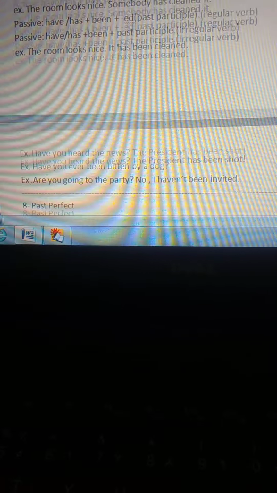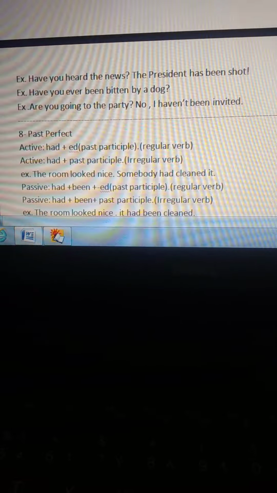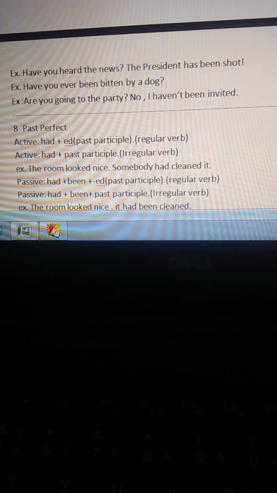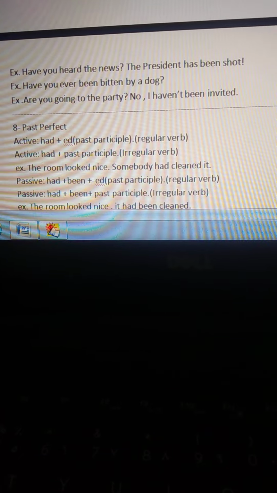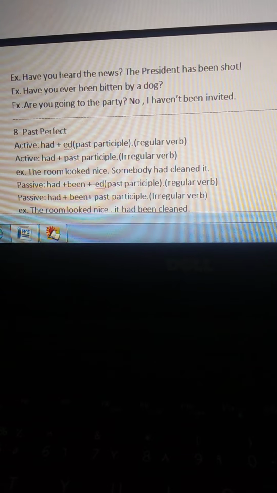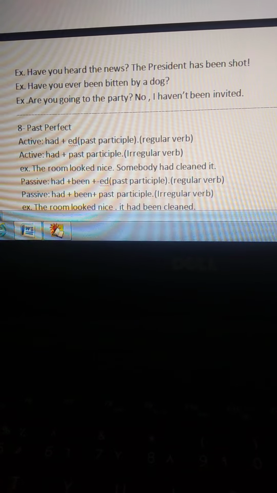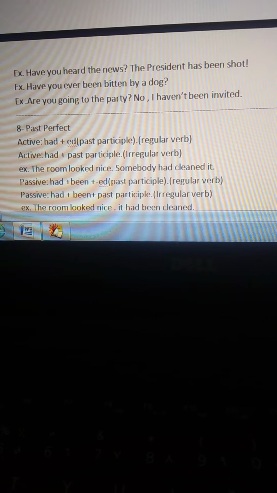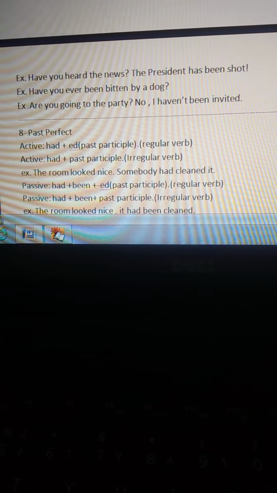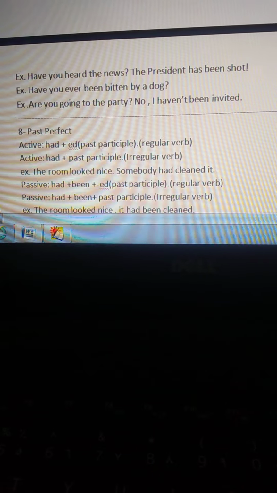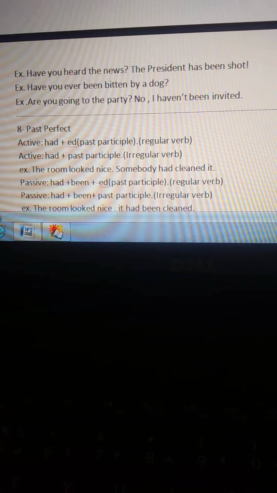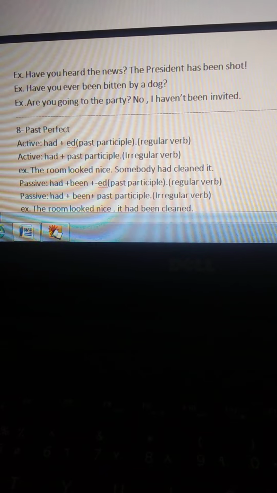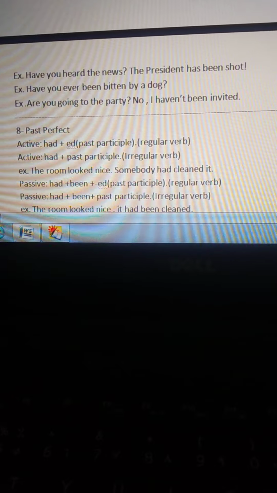The second sentence: have you heard the news? The president has been shot. Other example: have you ever been bitten by a dog? Other example: are you going to the party? No, I haven't been invited.